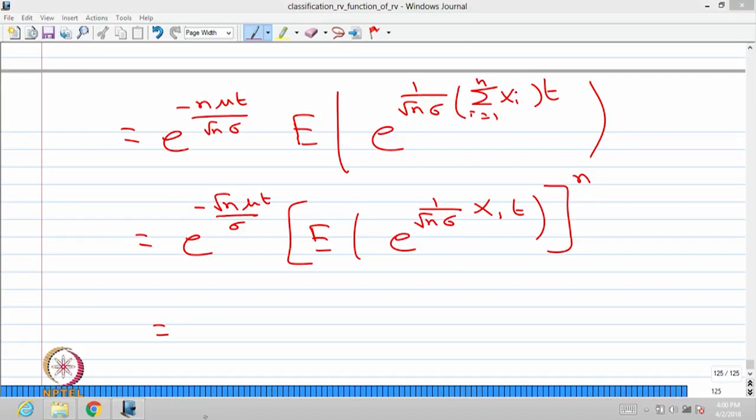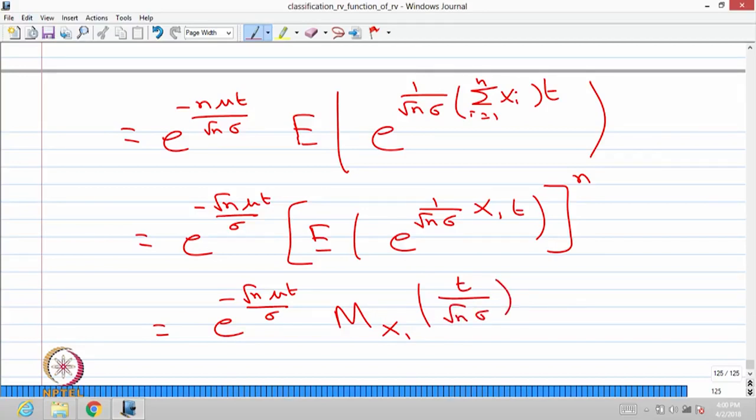That is the same as e power minus square root of n mu times t by sigma. This is nothing but the MGF of the random variable x1. Instead of t, you can write t divided by square root of n sigma. Both are one and the same. Whether you write the MGF of 1 divided by square root of n sigma x1 of t, or the MGF of x1 with t replaced by t divided by square root of n sigma, both are one and the same. This is to the power n because of identical.